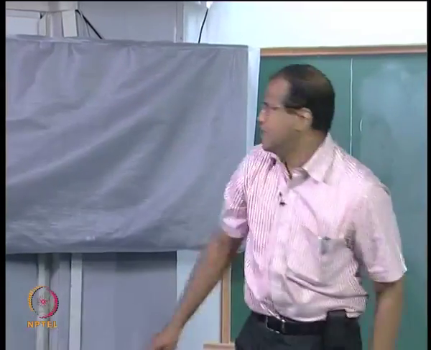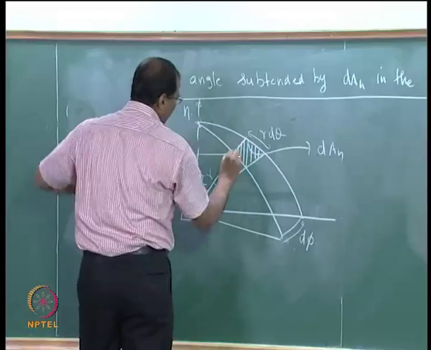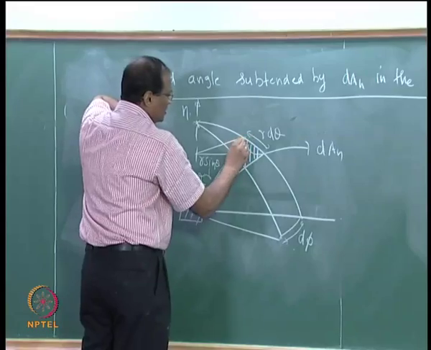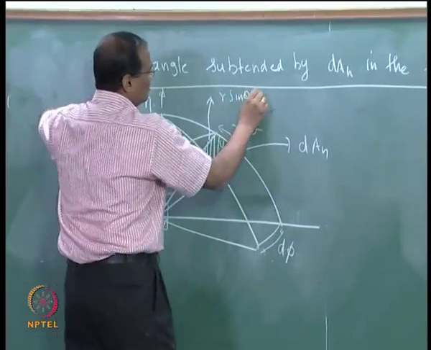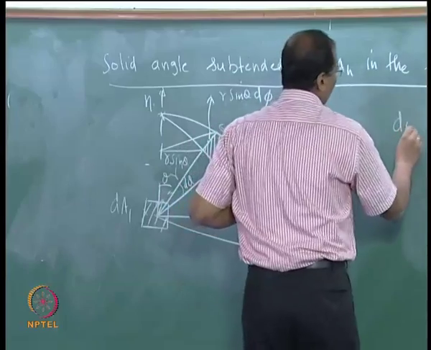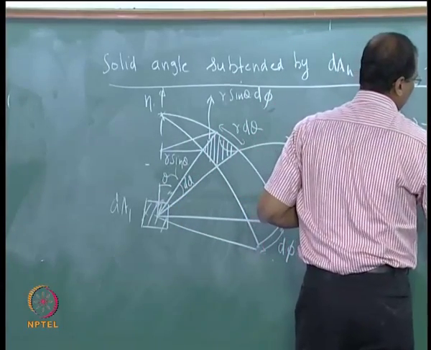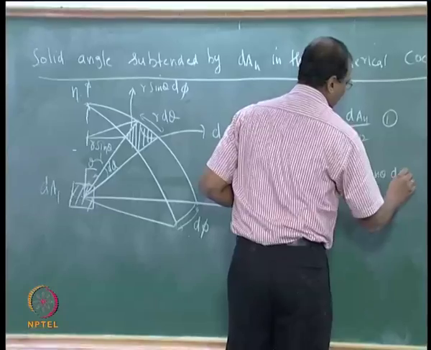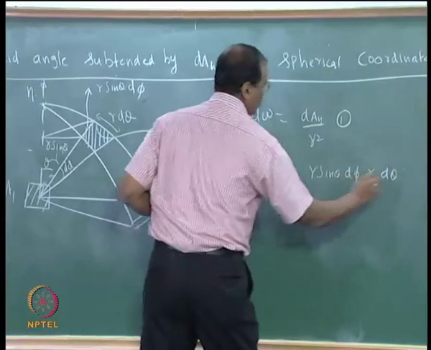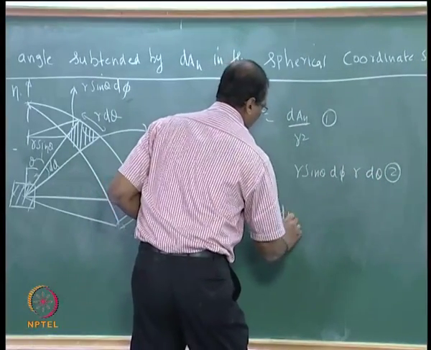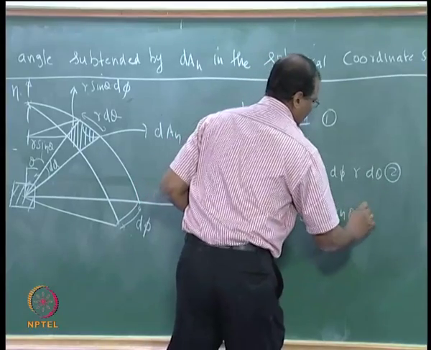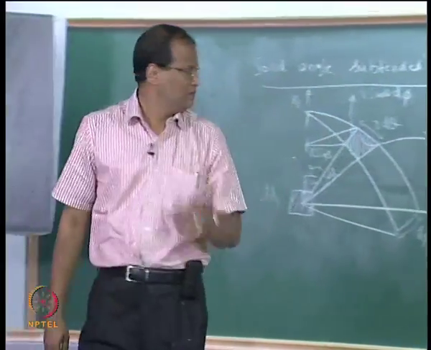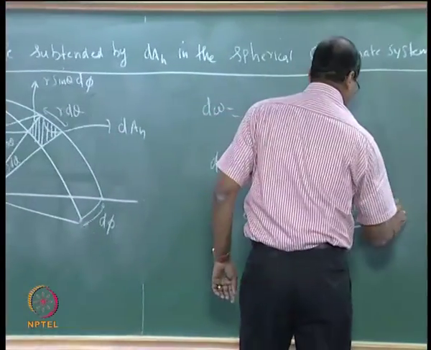Now, what is this? So what is this now? Tell me. Very good. Already you are jumping the gun. It is r sin theta. So this fellow is r sin theta d phi. Therefore, d omega equal to dAn by r squared. dAn is r sin theta d phi times r d theta. Therefore, d omega is equal to sin theta d theta d phi, that will be equation number 3. No r squared, correct.